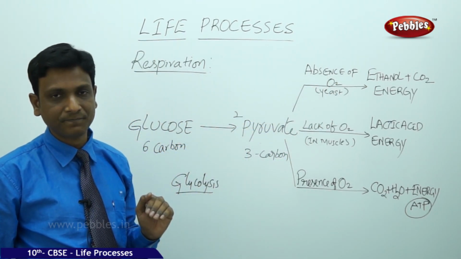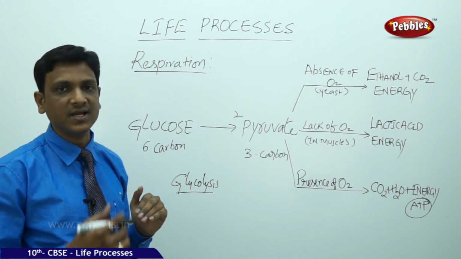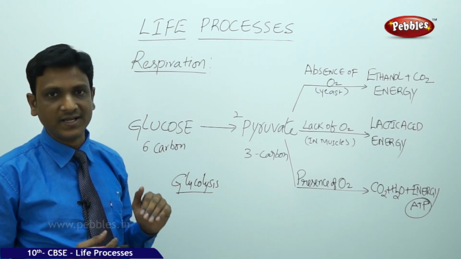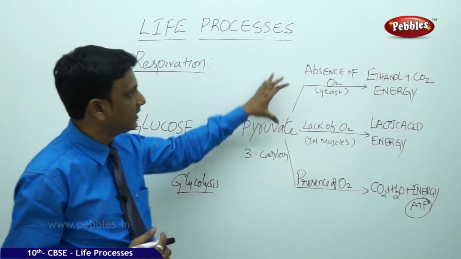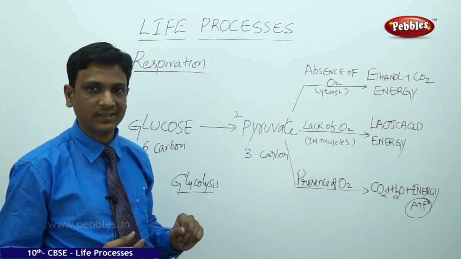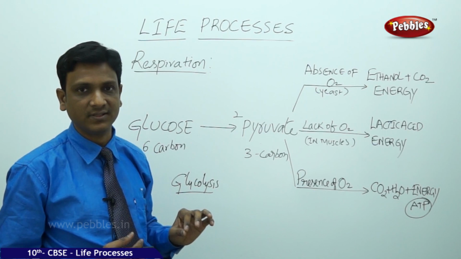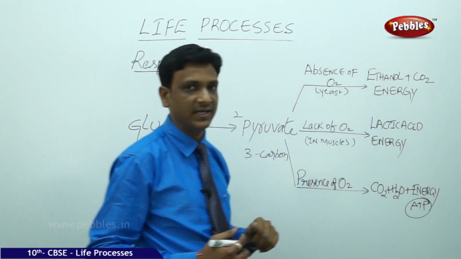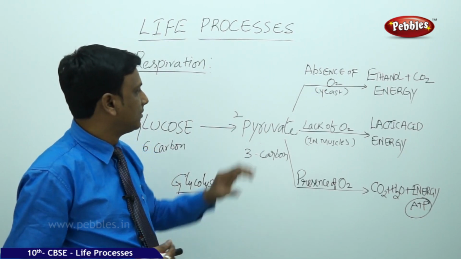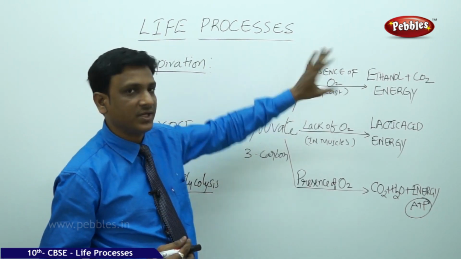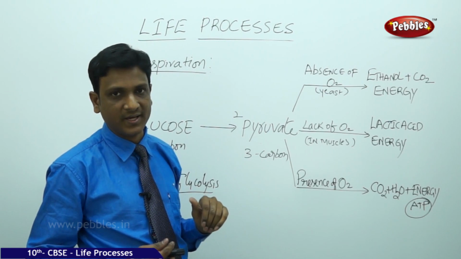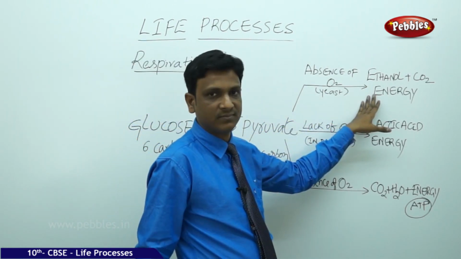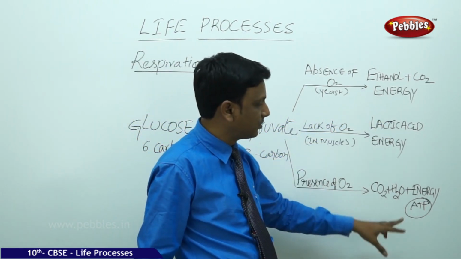In these cases, what happens? The respiration continues, which is called fermentation. Here we are calling this process fermentation, which happens in absence of oxygen. What happens is that ethanol and carbon dioxide are released. So pyruvic acid is converted to ethanol and carbon dioxide and energy, but the energy is less compared to aerobic respiration.